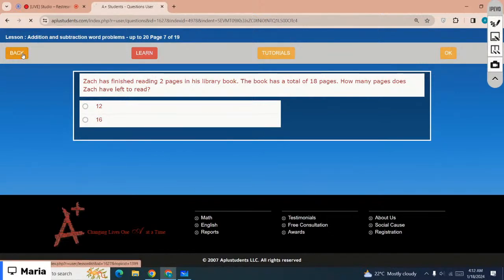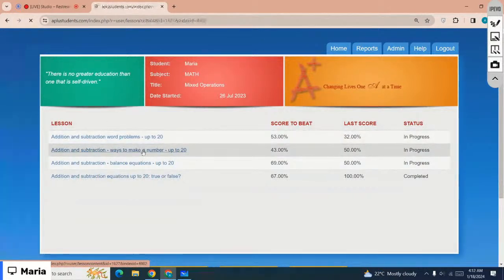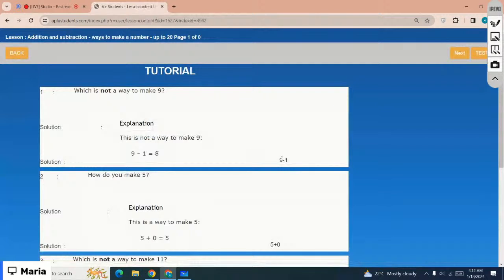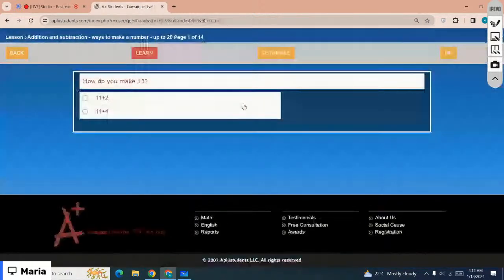And the next lesson is addition and subtraction, ways to make numbers up to 20. Okay, let's just start with the test questions. How do you make 13? You are given the options. You need to find the correct one. So which option makes 13?